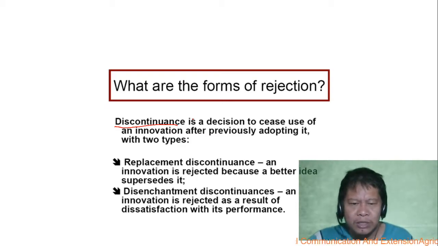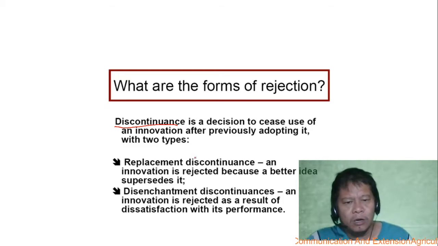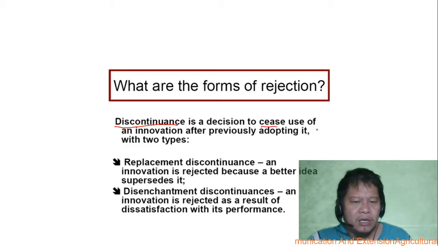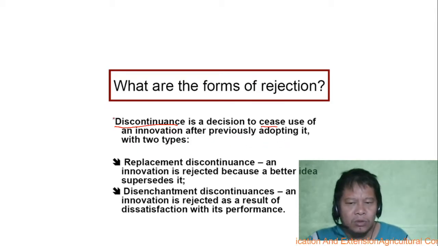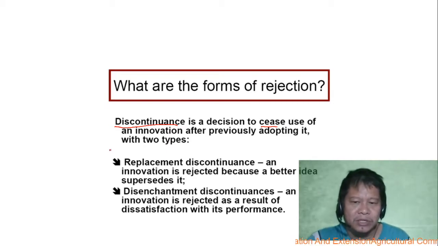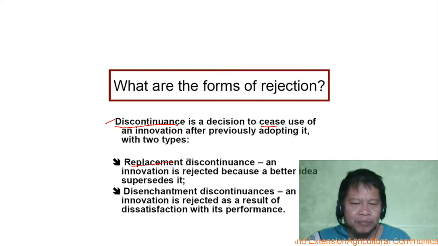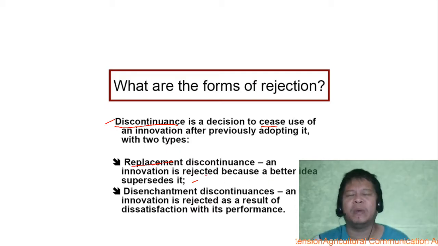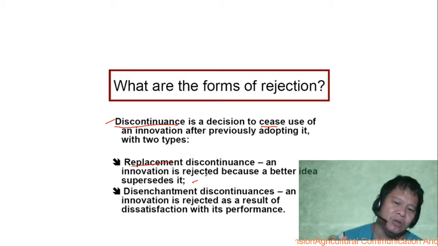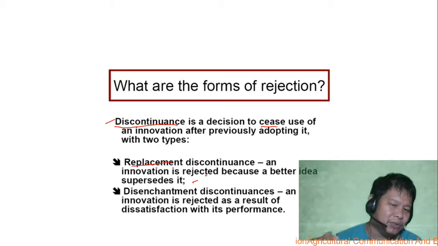So discontinuance of rejection is a decision to cease or to stop use of innovation after previously adopting it. So imuhunong, di na mapadayon. This is the discontinuance. And we have two types of discontinuance. We have replacement discontinuance. An innovation is rejected because a better idea supersedes it. Na di na ko paday na kanani bag-o. So una ganahan ko, pero karon nay mas maayo pa. So stop na ko.